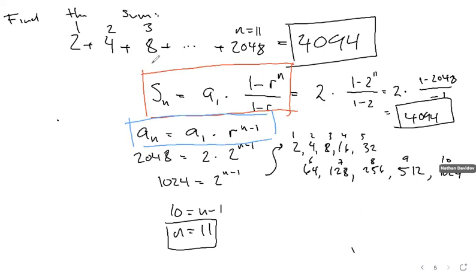So does anyone have any questions on how to do this? Okay, let's move on. Find 11 factorial all over 9 factorial. What is this going to be? Does anybody want to do this question?